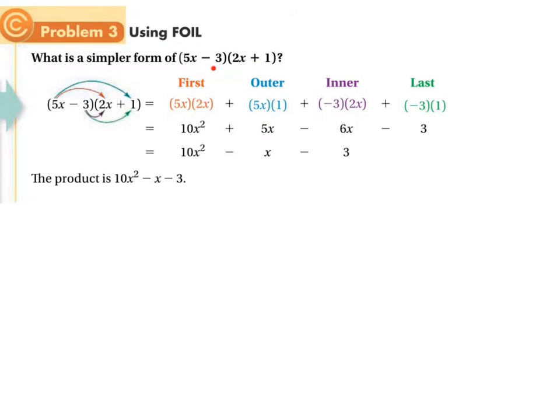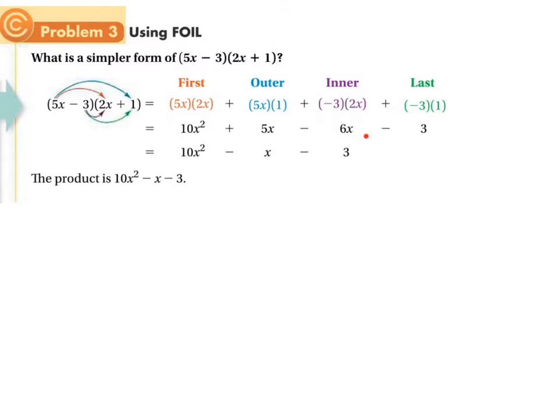Now we're going to do the inner terms, towards the middle, in the inner part between where they are butted up against each other, okay? The inner terms, negative 3 and 2x. Multiply them together, you get negative 6x, okay? And then the last terms, negative 3 times positive 1. The last term in each of the binomials is negative 3.